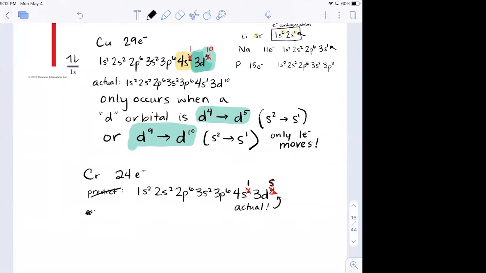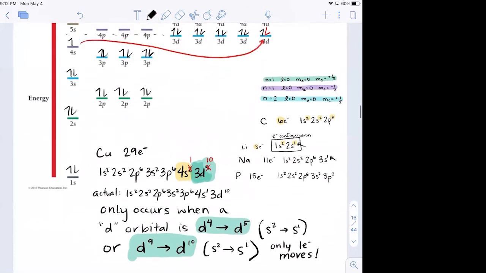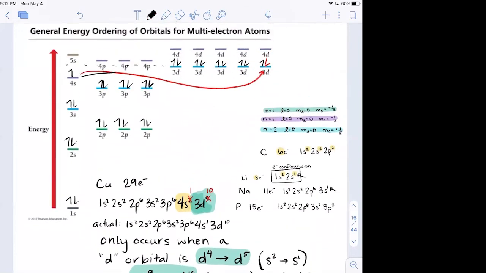Reasoning for that is primarily because of the reactivity and the energy difference between the 4s and the 3d. We can see it a little bit better here. They're very close in energy, these two orbitals. And so completing the n equals 3 is highly favorable versus completing just the 4s orbital.